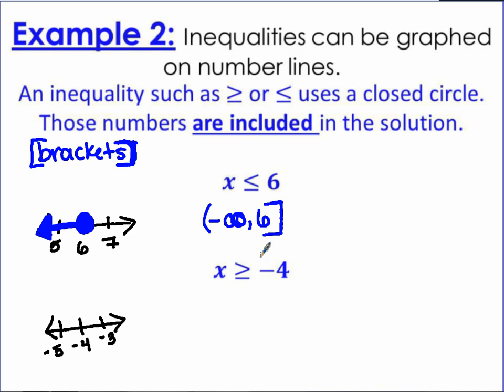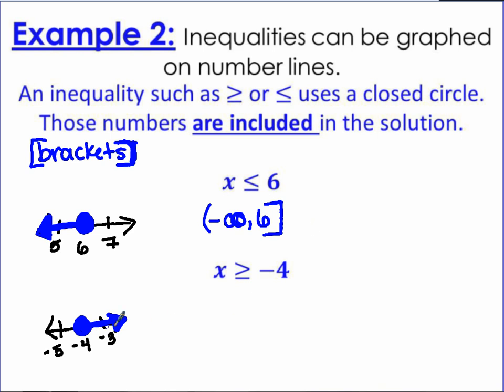So my answer says that x is bigger than or equal to negative 4, which means it can be negative 4. So I'm going to fill in this circle. And if it can be bigger than negative 4, then that would be everything this way, because I would go negative 3, negative 2, negative 1, 0 is bigger than negative 4, so is positive 1, positive 2, positive 3, and so on. So it would look like this, because it's everything bigger than that. It goes to the right.